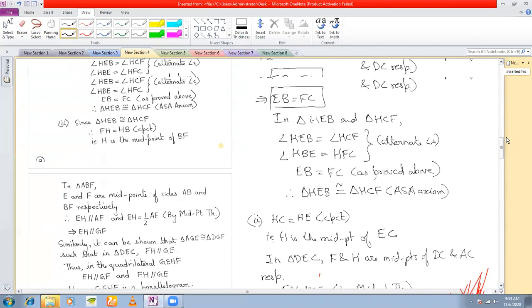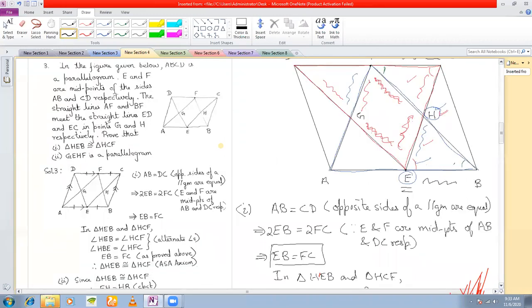Okay, so we have proved that opposite sides of this quadrilateral are parallel, this side parallel to this side, and this side parallel to this side. Okay, go through this proof once again. You just need to see which triangles are actually involved here. Okay.